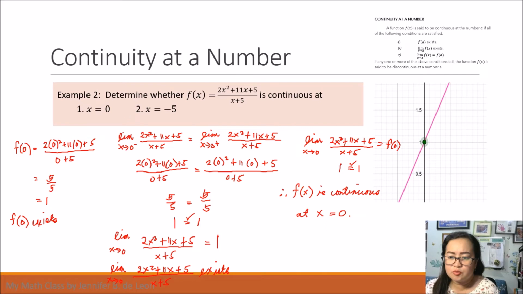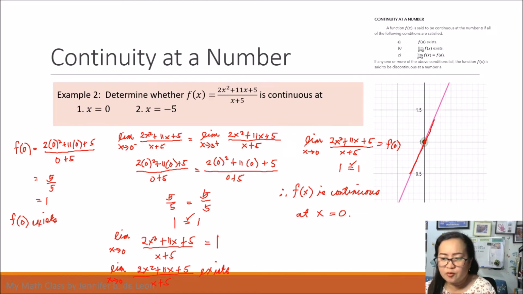We support our answer that it's continuous. This is the point on the graph where x is equal to 0. Now if we trace this graph, we can pass through this point continuously without lifting our pen.